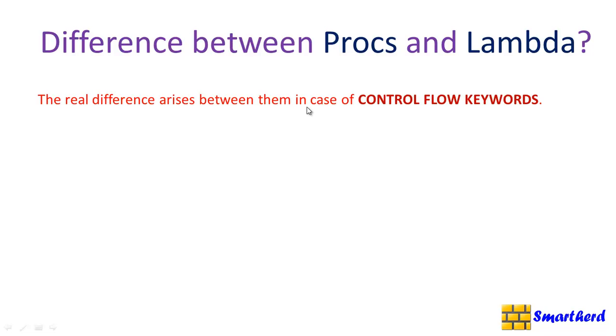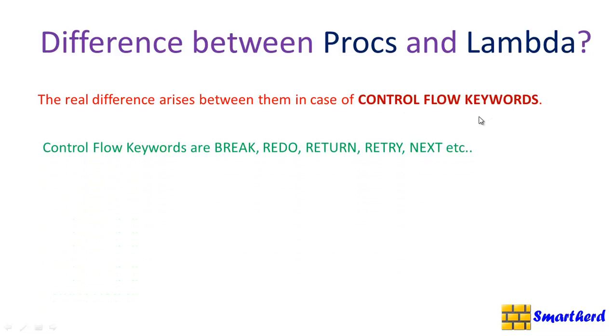The main difference arises in the case of control flow keywords. When we use these control flow keywords, only then can we see a noticeable difference between procs and lambda in the execution of the program. Now, the question arises, what are the control flow keywords? Good question. Let's check it out. These are break, redo, return, retry, next, etc.